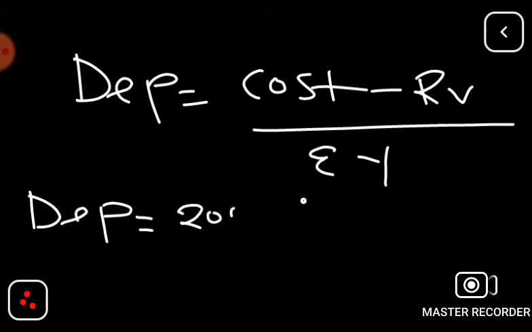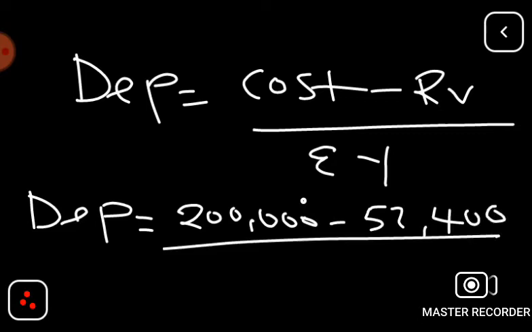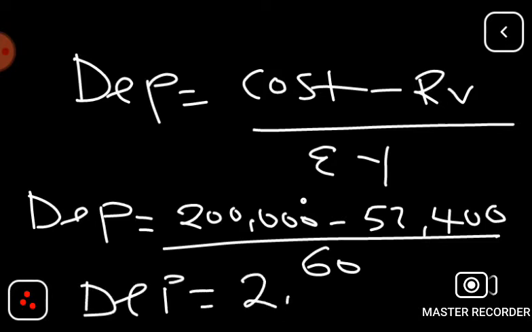Depreciation, we say 200,000 minus 52,400 over the estimated number of years, 60. So now, if you subtract what is on top there, which is the 200,000 minus 52,400, it will give you 147,600 divided by 60, and your depreciation for the year will be 2,460 depreciation for the year.